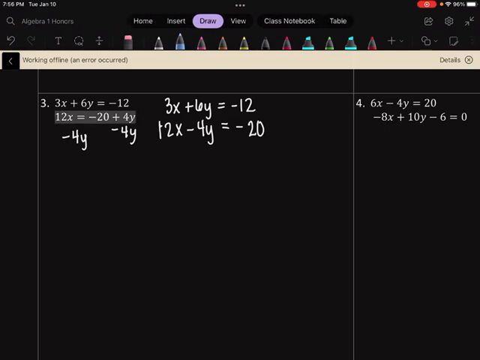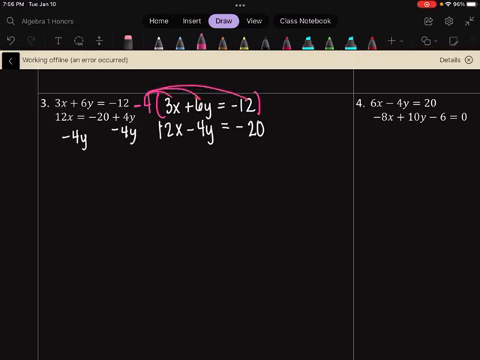So I would multiply the top one here by, a lot of teachers put it out in front, it doesn't matter where you put it, a negative 4, because a negative 4 times negative 3 will give me negative 12. I'm going to distribute that into everything on the inside. And I get negative 12x minus 24y is equal to positive 48. And then I have 12x minus 4y is equal to negative 20.